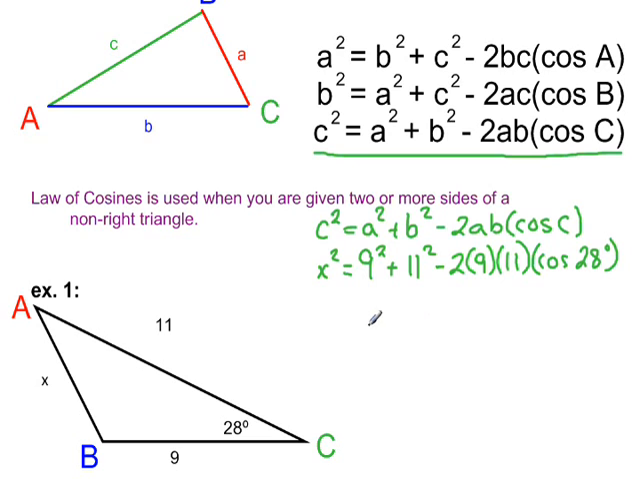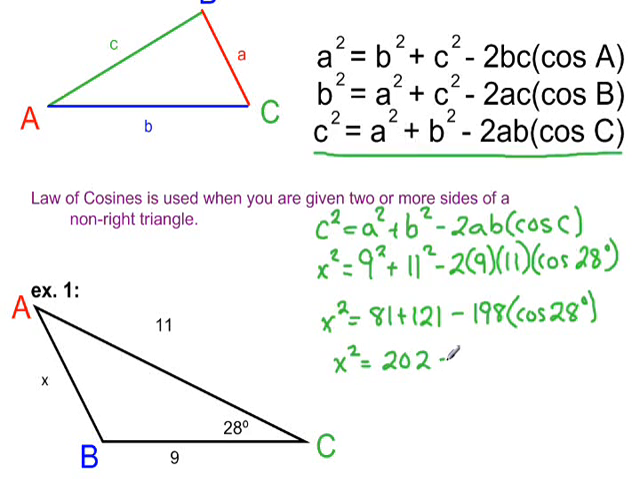Alright, so I'm going to go ahead and simplify this, and I know it's not in the order of operations as far as the addition goes, but I'm going to go ahead and square these and add them together, because if I do so, I'll be able to take a calculator shortcut and not have to worry about repeating decimal numbers and having to write those down on my paper. So if I can avoid that, I always want to make sure that I do. So I have 81 plus 121. Let's go ahead and add those together, and I'll get 202 minus 198 times the cosine of 28 degrees.